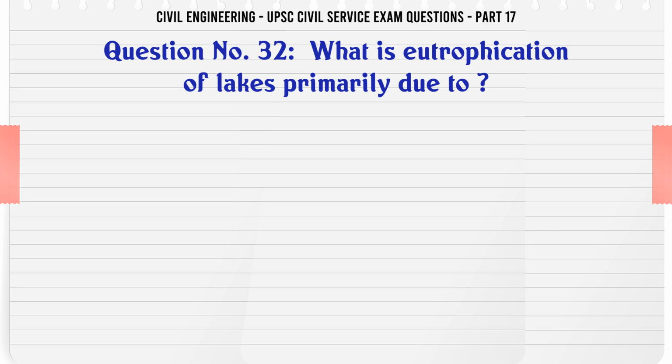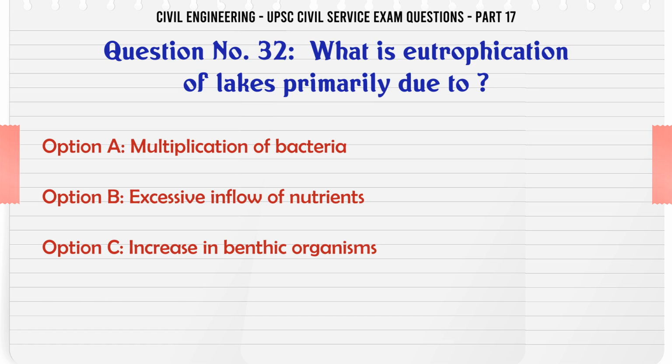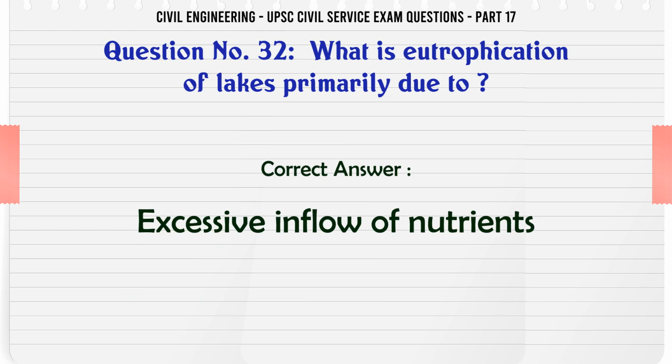What is eutrophication of lakes primarily due to? A. Multiplication of bacteria. B. Excessive inflow of nutrients. C. Increase in benthic organisms. D. Thermal and density currents. The correct answer is excessive inflow of nutrients.